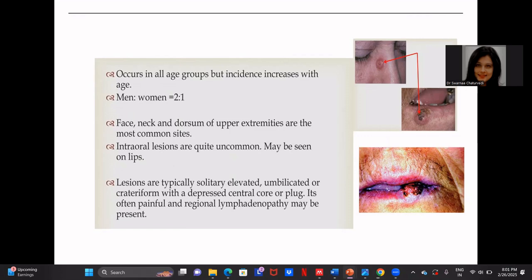If you look at the clinical picture of this lesion, what you see are elevated, umbilicated, or crateriform areas with a depressed central core or plug. It is often painful, and regional lymphadenopathy may be present in these lesions.